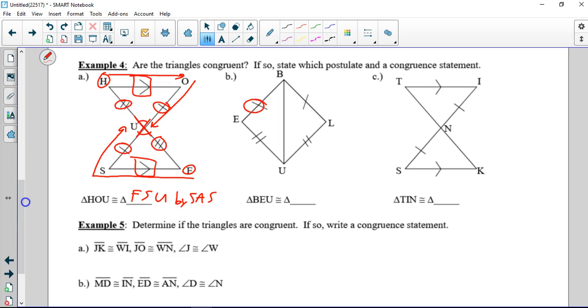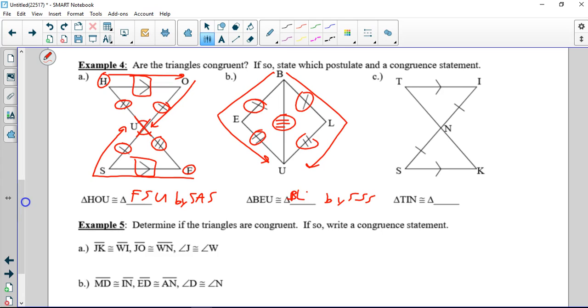Okay, on B, 1, 1, 2, 2, equal to itself. So obviously congruent. It's going to be congruent by SSS. Now we have to look at the letters. B, E, U. Highway 1, then Highway 2. Highway 1, Highway 2. B, L, U.